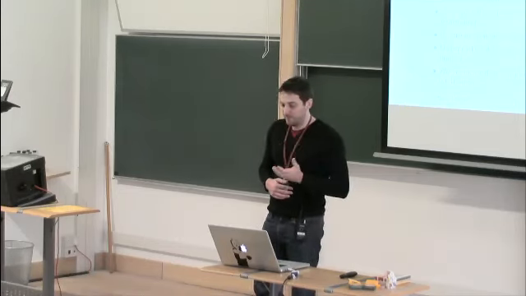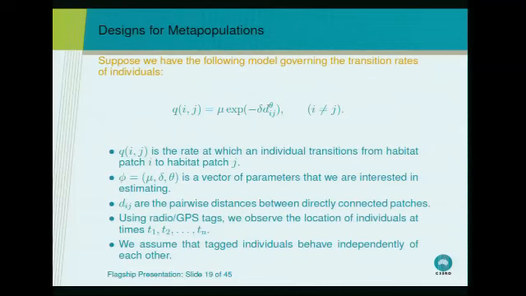And a popular model that they like to use for modelling these transition rates is the following. So these are the rates at which an individual moves from patch i to patch j, and we have 3 parameters: mu, delta, and theta. D_ij here represents the pairwise distances between patches of habitat.